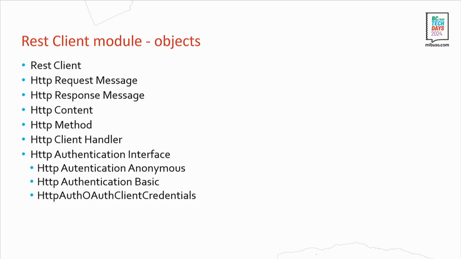So a lot of objects in there. We have the REST client itself, which actually is then the replacement for HTTP client. We have an HTTP request message and response message codeunit, a content codeunit. We have a method enum, and we have a client handler. I will focus on the client handler in a minute. And we have also an authentication interface for BASIC, for OAuth client credentials, and I'm working on extending that to all OAuth types.